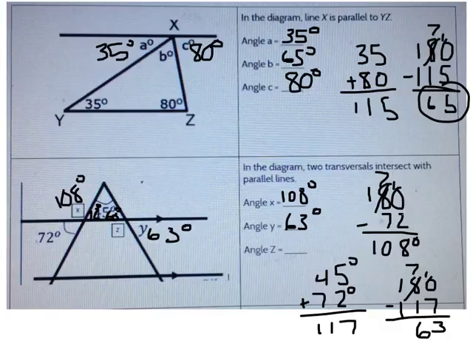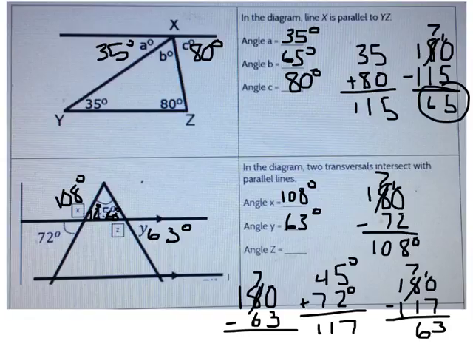If angle Y is equal to 63 degrees, I can find angle Z because the two are on a straight line, so I can subtract 180 minus 63 to find angle Z. What's 180 minus 63? It's 117. Angle Z is 117 degrees. I can use all of my angle relationships to help me find the missing angles.